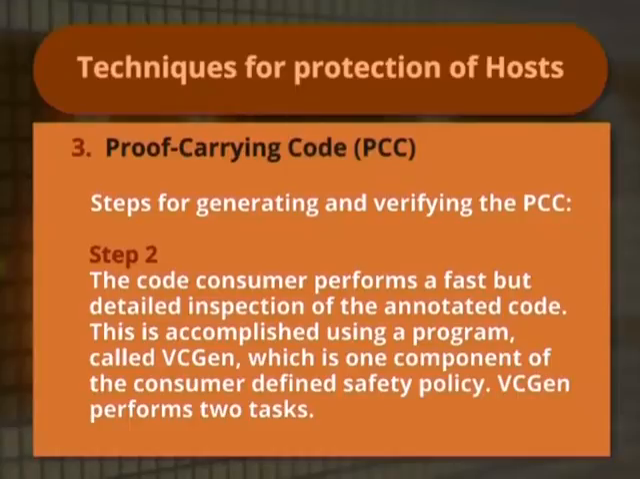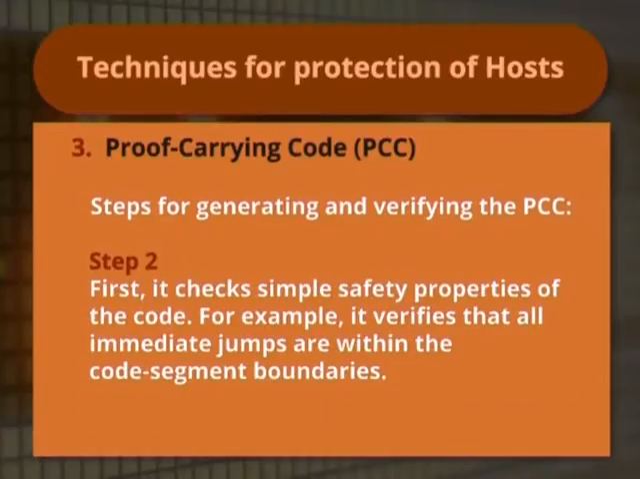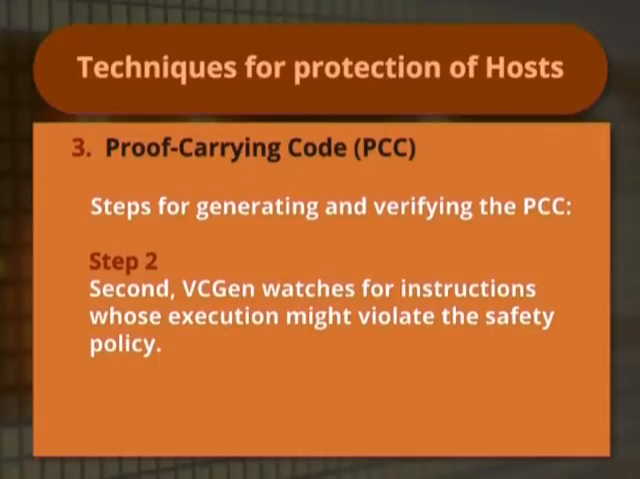Step number 2. The code consumer performs a fast but detailed inspection of the annotated code. This is accomplished using a program called VCGen, which is one of the components of the consumer defined safety policy. VCGen performs 2 tasks. First, it checks simple safety properties of the code. For example, it verifies that all immediate jumps are within the code segment boundaries. Second, VCGen watches for instructions whose execution might violate the safety policy.